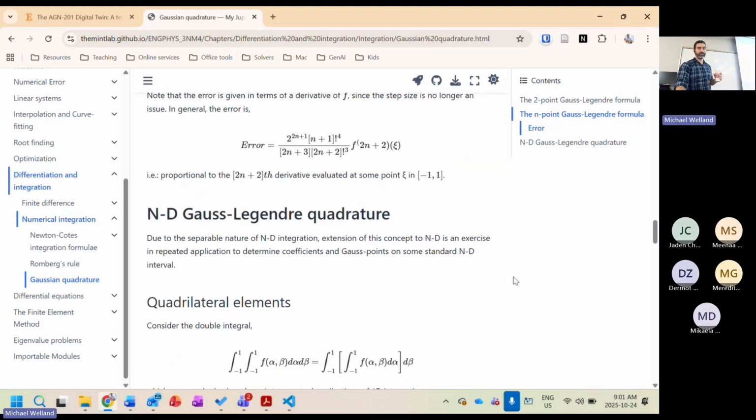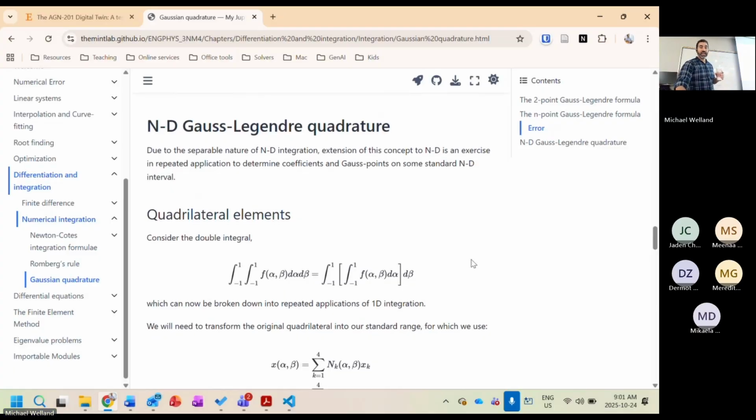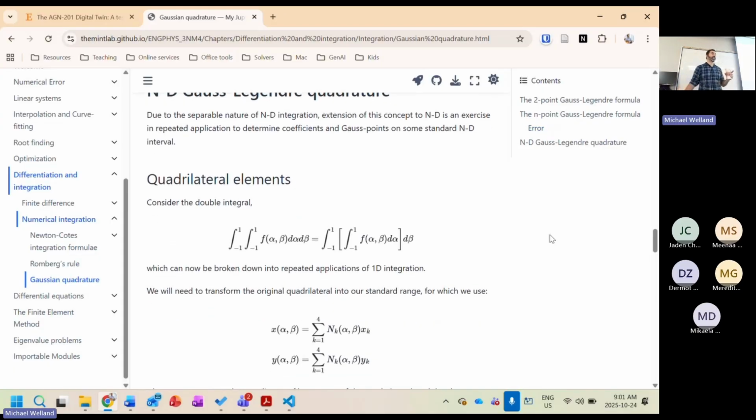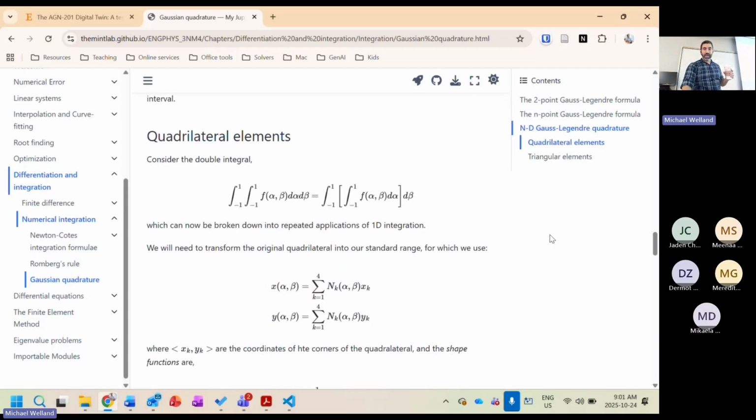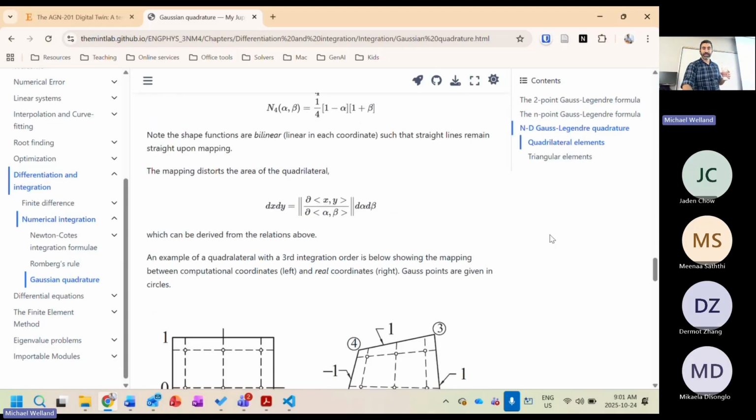Here it is anyway. It generalizes pretty trivially to ND, almost. The idea that you could do a double integral, and we talked about this with Newton-Cotes, the ND extension is pretty simple because all you're doing is integrating over one dimension and then integrating that over another dimension. The exact same thing works out. However, there's a lot of math here.